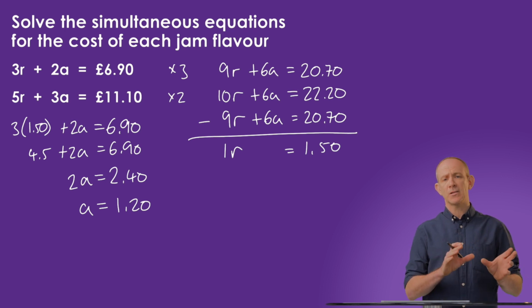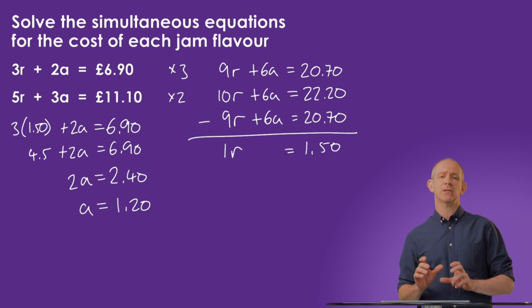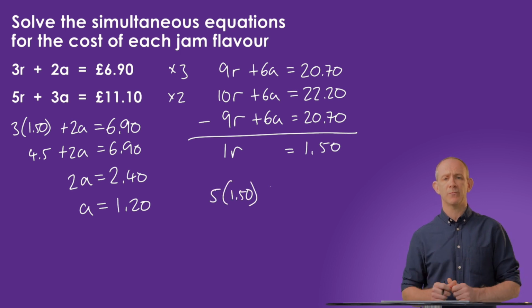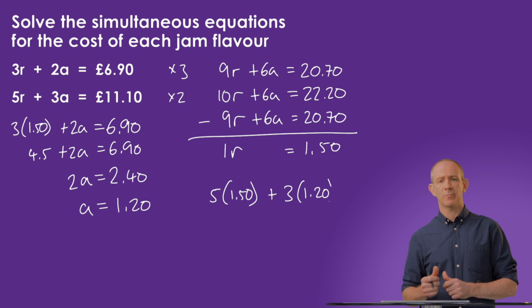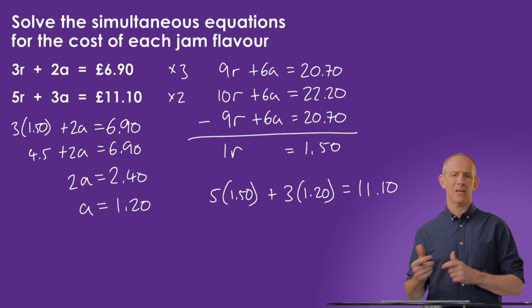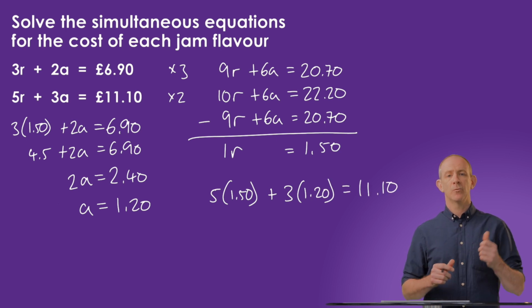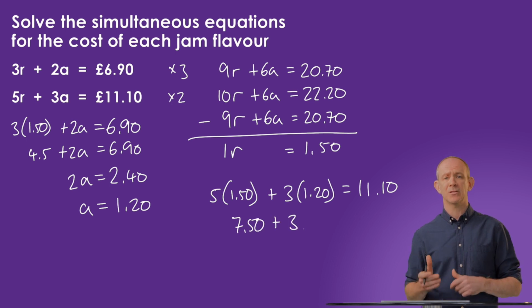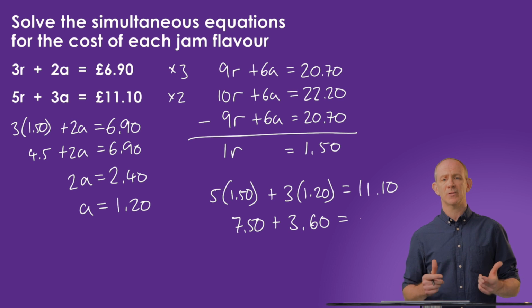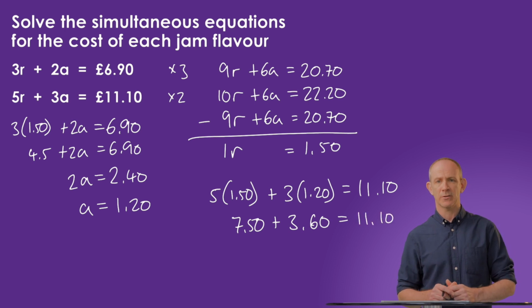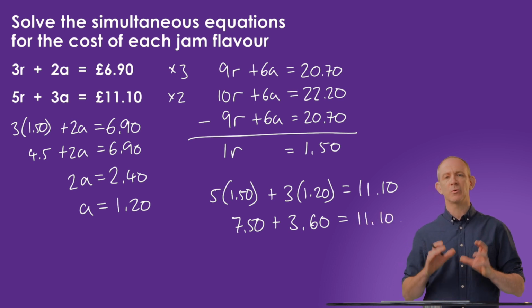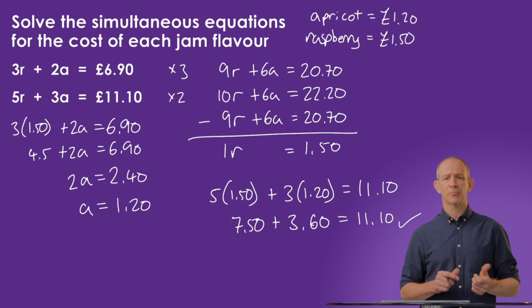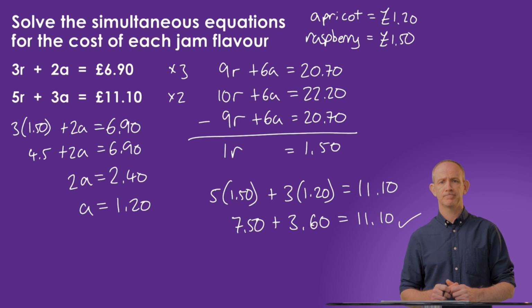Now, knowing both of these answers, let's substitute them into the second equation just to double check our answer. So we have 5 times £1.50 plus 3 times £1.20 should give us £11.10. Well, 5 times £1.50 is £7.50, 3 times £1.20 is £3.60, and we add those together and indeed we do get £11.10. So we need to make sure that we write our answer. The apricot jam is worth £1.20 and the raspberry is worth £1.50.